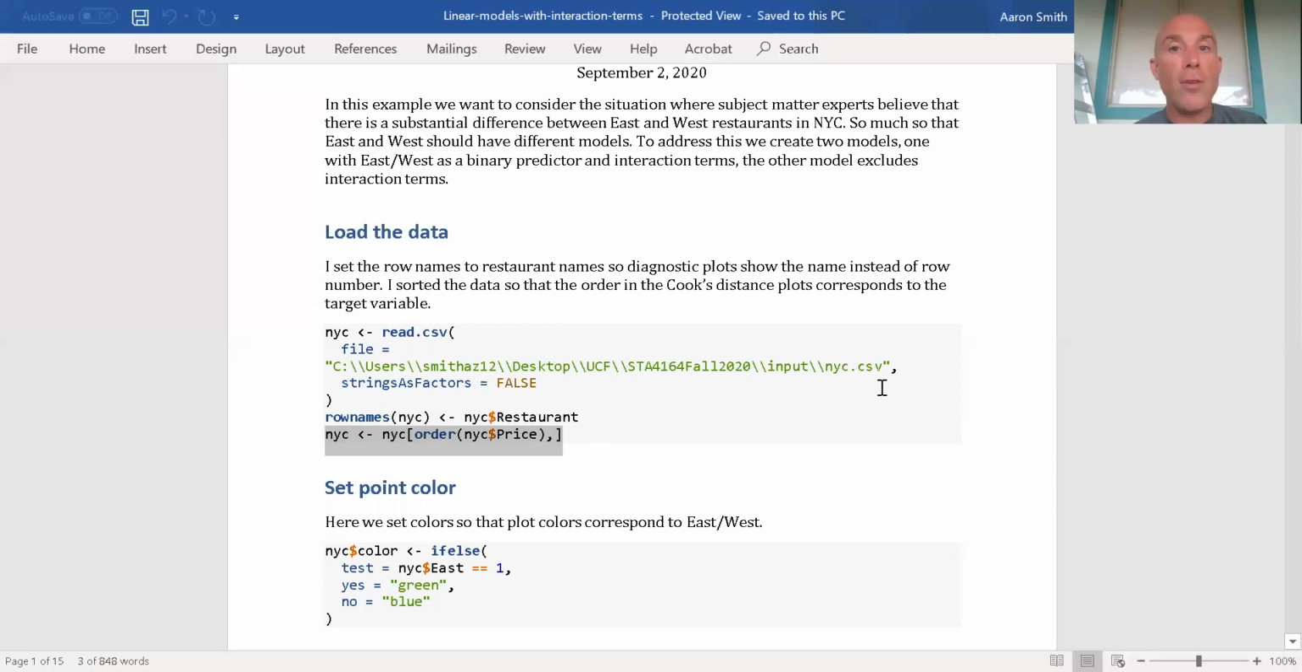Now, something I do, I like to order my data by an important variable. Target variable is price. Why do I do this? Well, when I look at the Cook's distance plots, those are arranged by the order of the data. So if I can see a trend with regard to price, or frankly any other variable, since it's ordered by the order of the data, I might pick up on something. I might find that there might be something going on with my data that I didn't know about previously.